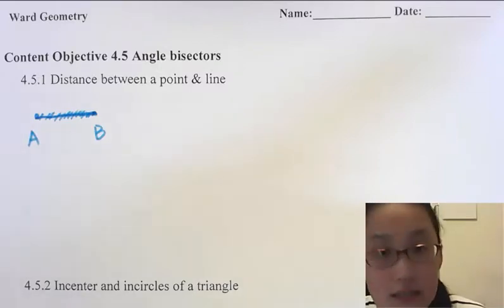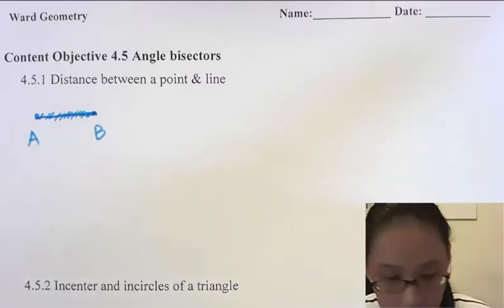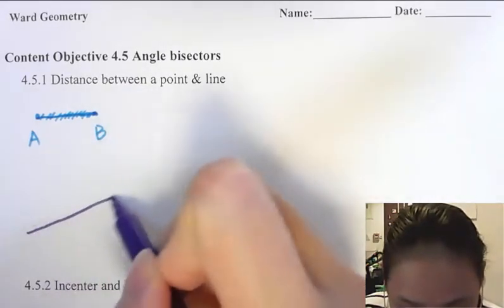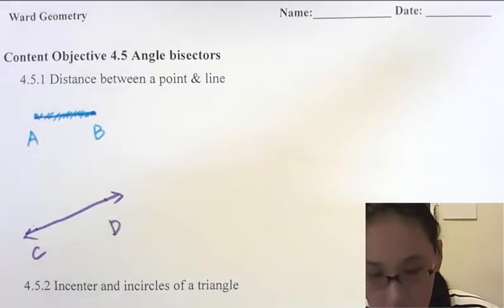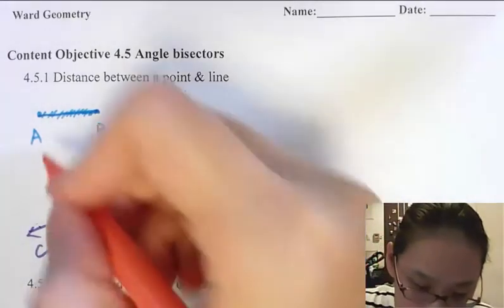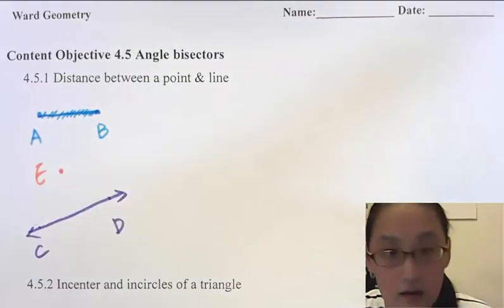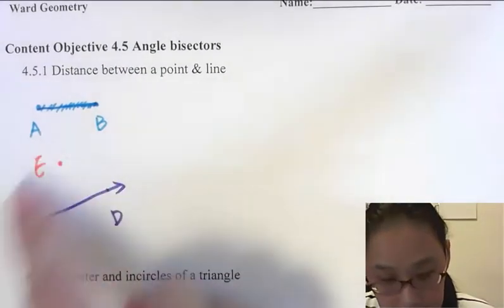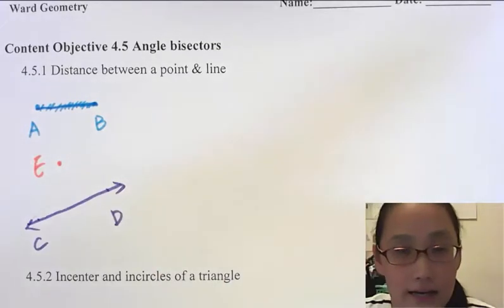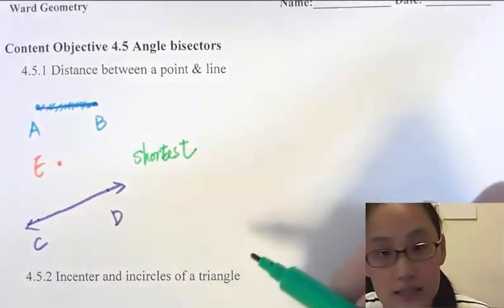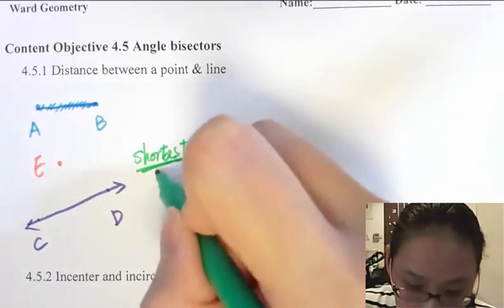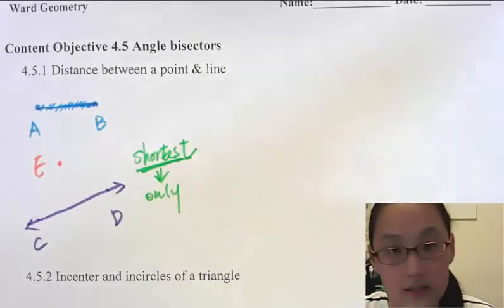What if I want to know the distance between a point and a line? For example, I have a line CD that is extended forever, and I have 2 points on here. This is line CD, and here I have a point E. So how do I know what the distance between E and CD is? Here we define that the distance between a point and a line is the shortest length from the point E to CD. So I can get the only distance.